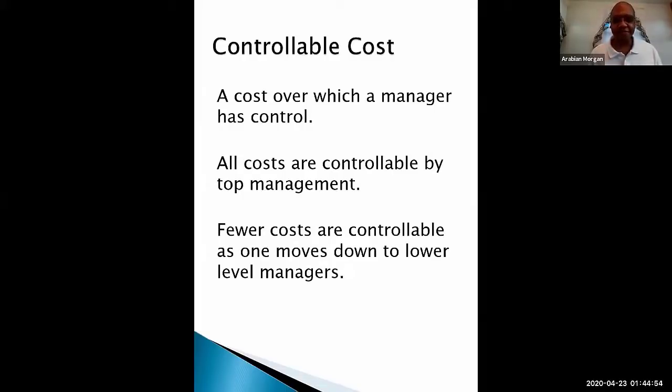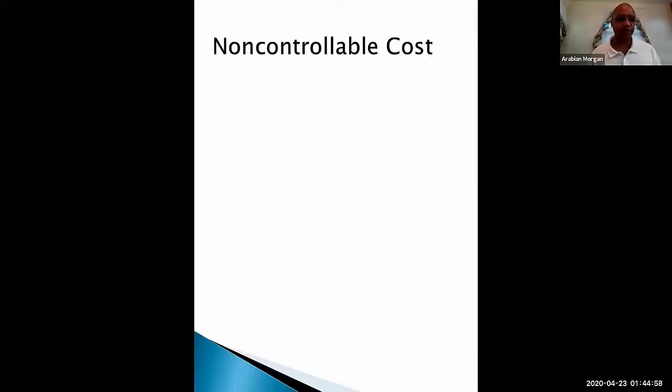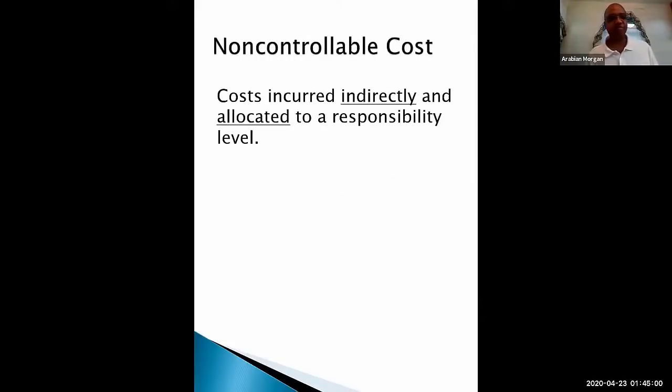Look at number 5 there, non-controllable costs. This is just the opposite. Costs incurred indirectly and allocated to a responsibility level. So here we mean that managers really don't have control over these particular costs, which is why we call them non-controllable. And so the two key words here I want you to pay attention to are indirectly.